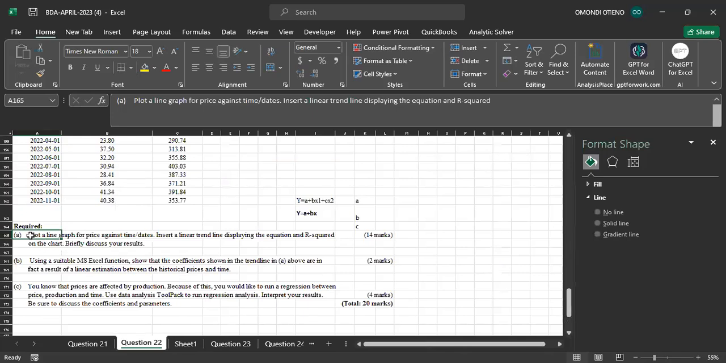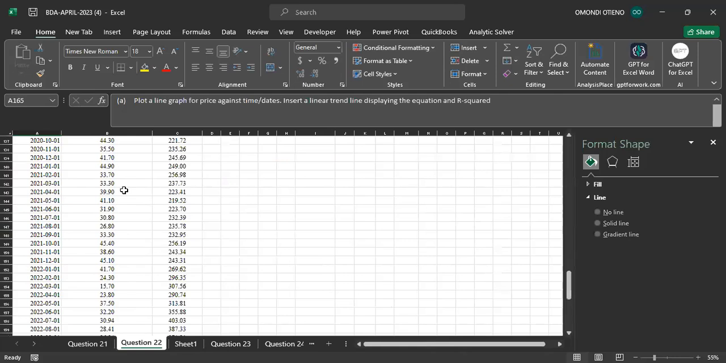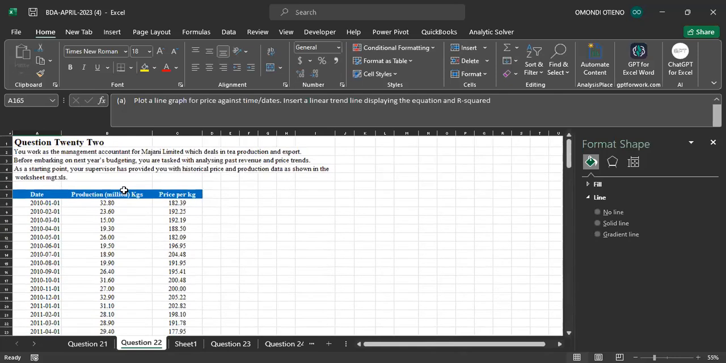So number one, look at what they want us to draw. Plot a line graph for price against time. Do we have price against time? Price ndio hii na time ndio hii hapa hivi, right? Price will be in the y-axis, and the time will be in the x-axis. So the arrangement here is okay.